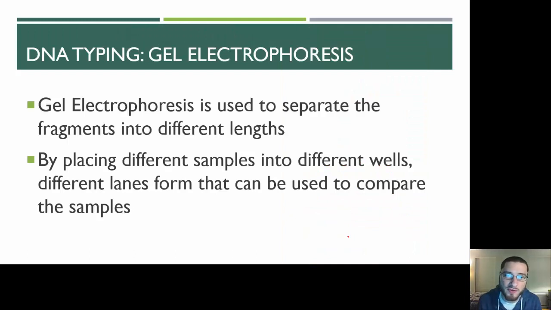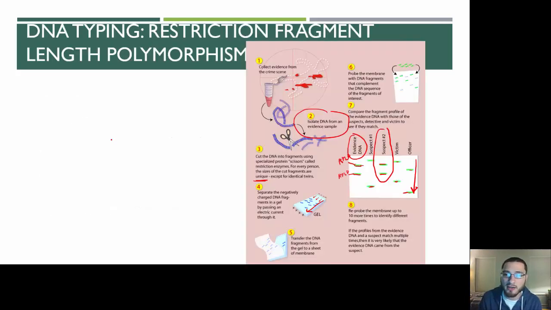So gel electrophoresis is the process used to separate the fragments of the RFLPs into different lengths. By placing different samples into different wells, you're going to have different lanes. So if you go back, you see that this was one lane right here, and then this was another lane, and this was another lane, and it's all by putting these different DNA in these different wells. So there would be these little areas where we insert our DNA.